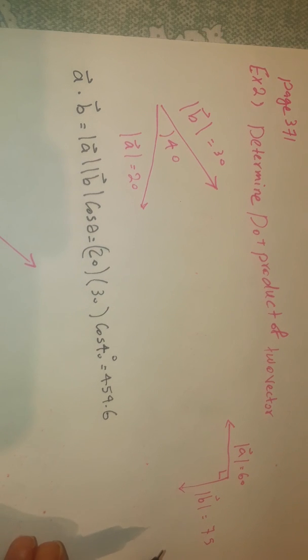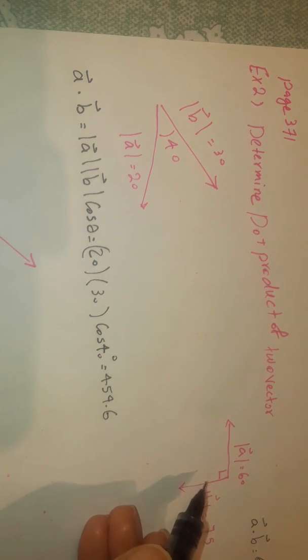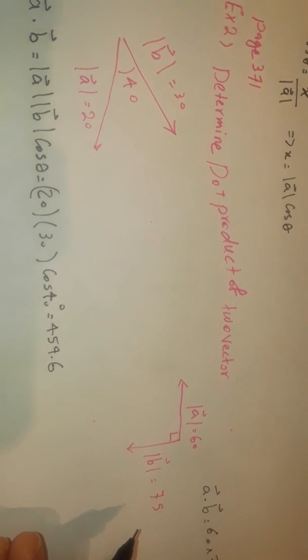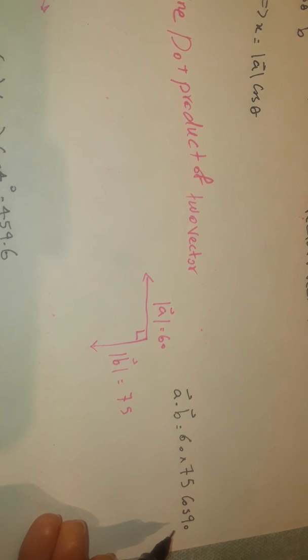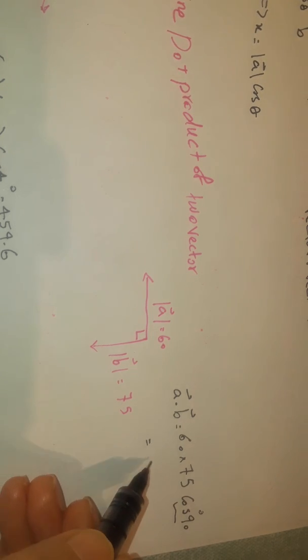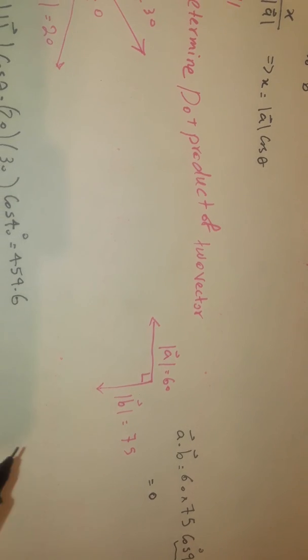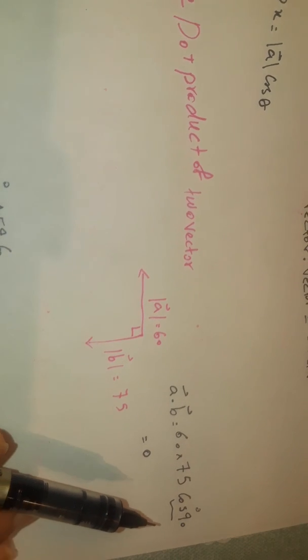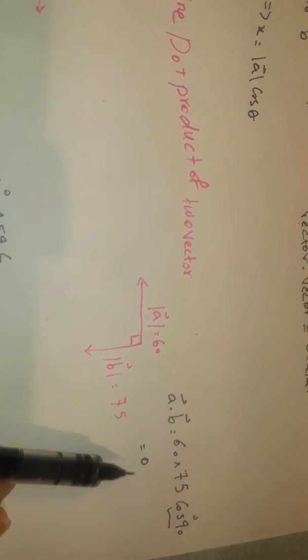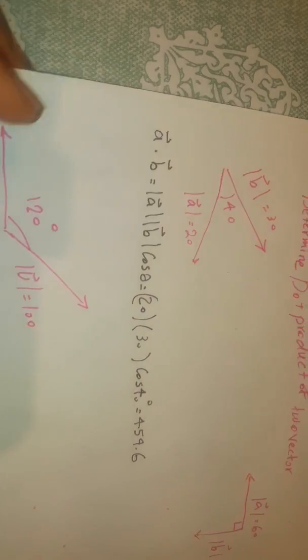Okay, so there is another example here. Again, I want to do A dot B, so I know the magnitude of A is 60, multiplied by the magnitude of B, 75, cosine of the angle between them. The angle between them is 90 degrees, right? So cosine of the 90 degrees. Everyone knows that the cosine of 90 degrees is 0. So 0 multiplied by any number is 0. So the dot product of two vectors that are perpendicular is going to be 0 because the cosine of 90 is 0.